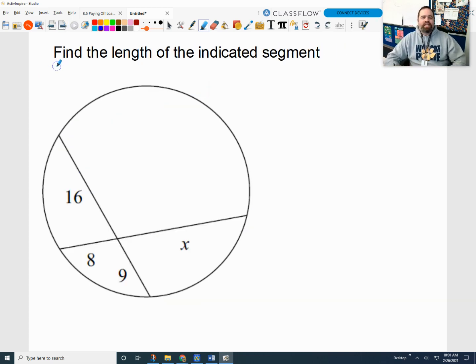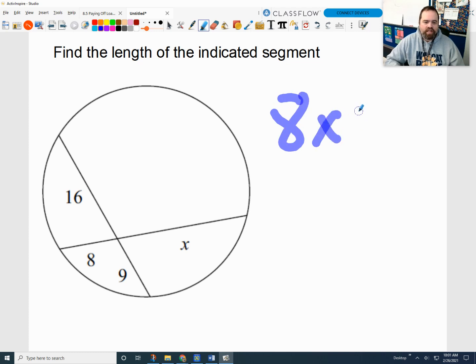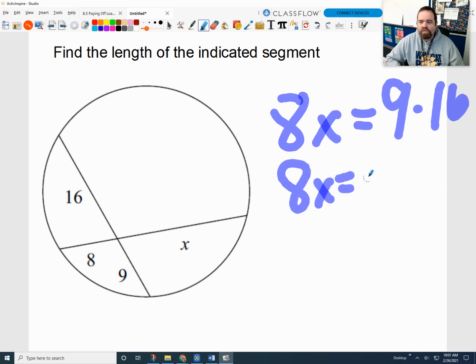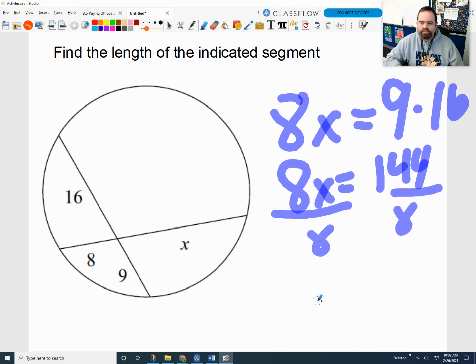This is our most recent lesson, the chord relationships. Take a second and find this. That missing chord is 18. You multiply together the pieces of the chord. So 8x equals 9 times 16, so that's 8x equals 144. When you divide, 18.